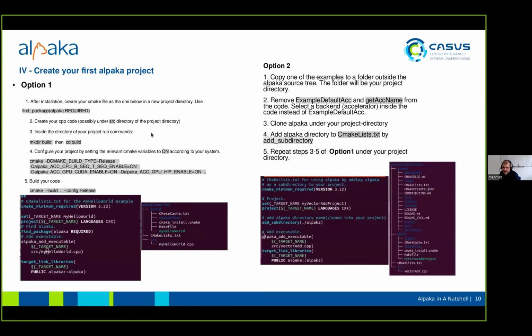Creating your first Alpaka project can be achieved in two ways. First way is creating your CMakeLists.txt file and your code file in a directory you choose. And I'm just going to summarize this slide. Secondly, you can just copy one of the examples as a directory and change the code a little bit. The important point for both cases is to select all available accelerators while configuring the build tree by the CMake command. Your code will be portable between those selected backends.